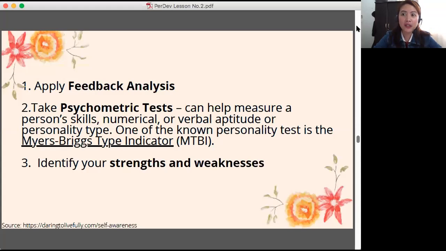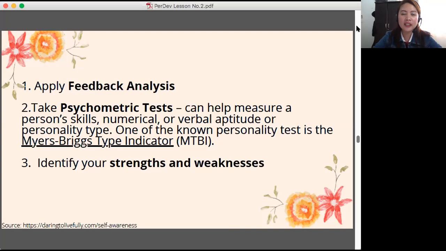So first, you apply the feedback analysis. You analyze the feedback from other people. You check if it's beneficial or not. Okay? Pakinggan lang natin yung mga beneficial sa atin. Kapag hindi naman totoo yung mga pinagsasabi ng ibang tao about us, yung mga feedback nila, bakit natin kukunin? Di ba? Hindi naman lahat ng pagkain, kakainin natin. Yung panis, hindi natin kinakain. So, we select yung beneficial sa atin.